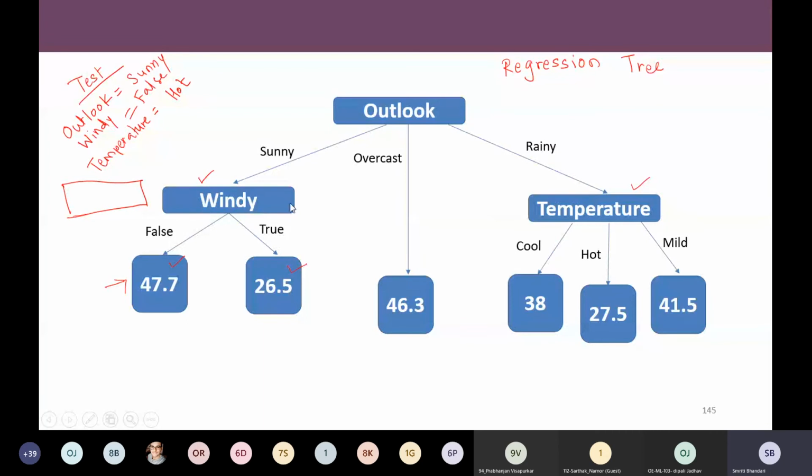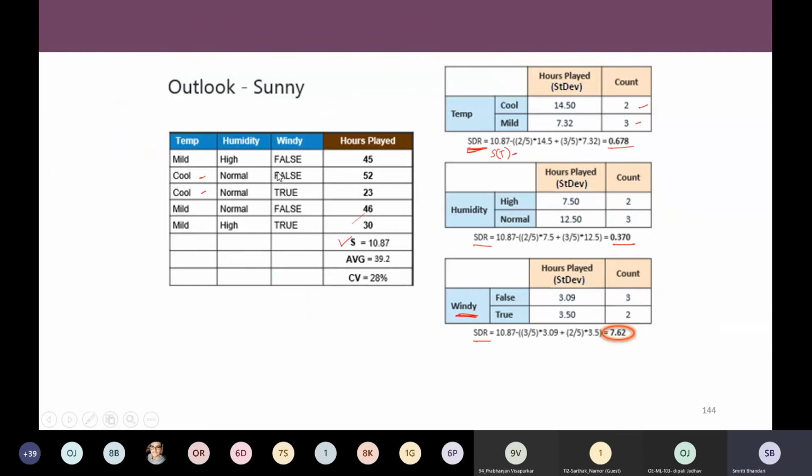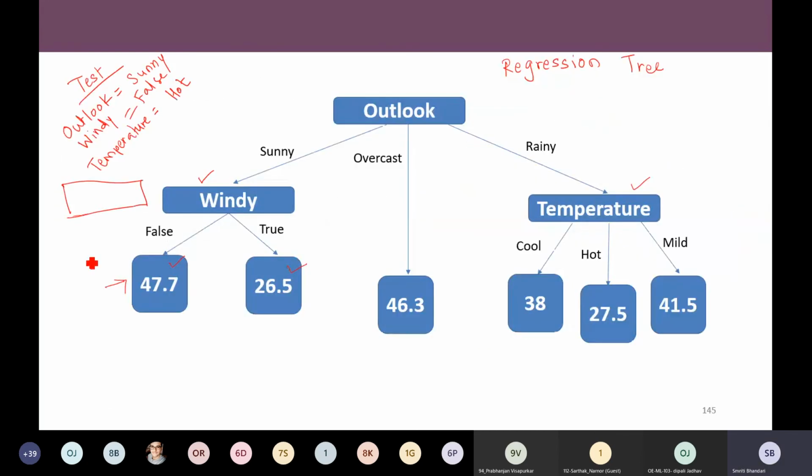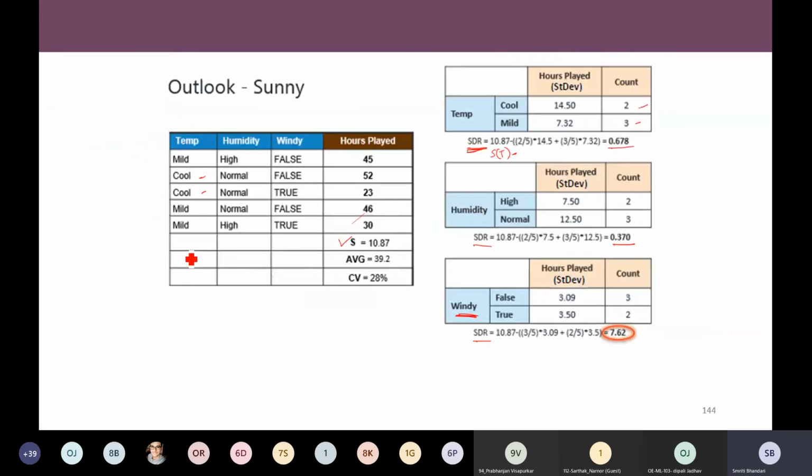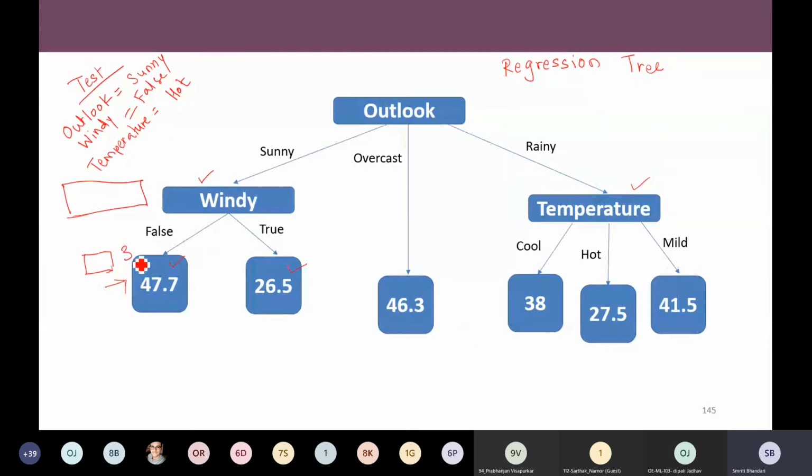Now, for Windy, we are having 2 values, false and true. So now, at this point, we'll be having the data set such that Windy value equal to false. 1, 2 and 3 tuples, 3 examples. So here we are having 3 examples and here we are having 2 examples.